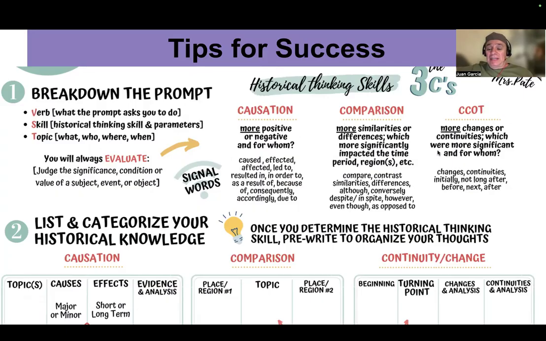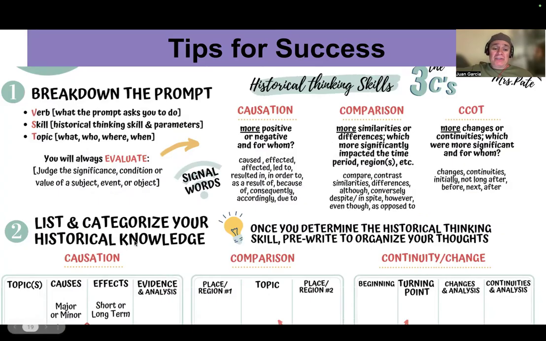You guys can pause this and go over what you're really looking for, whether more positive or negative situations or causes or effects, comparison. So which were a greater similarity or greater differences, and why those things happen that way, and change and continuity over time. So what things change, what things stay the same, and why, or which of these was more significant than another. Okay, so again, you're looking for critical thinking skills.